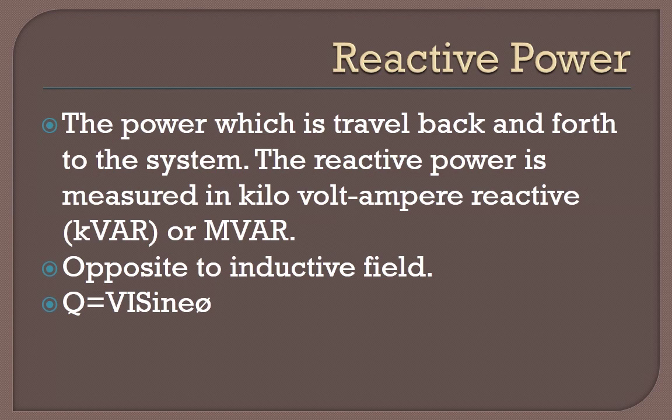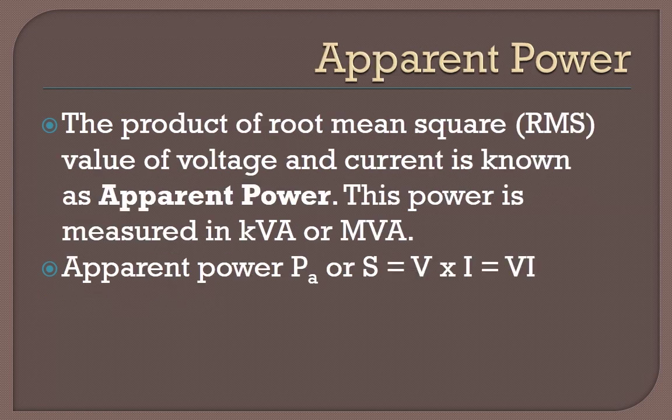If I operate a 200 kilowatt motor, when I run the motor initially, the reactive power opposes the inductive field. This reaction is called the reactive power. The reactive power is denoted by Q is equal to VI sin phi.